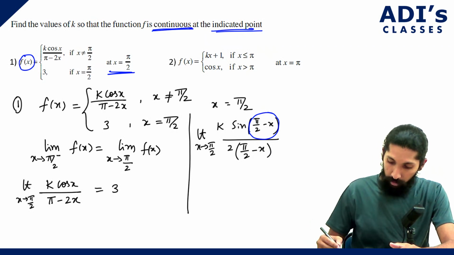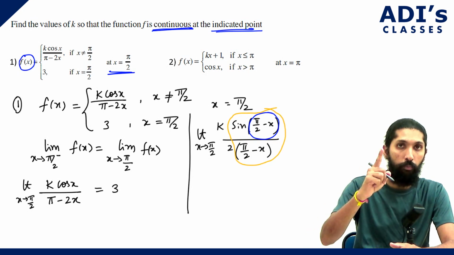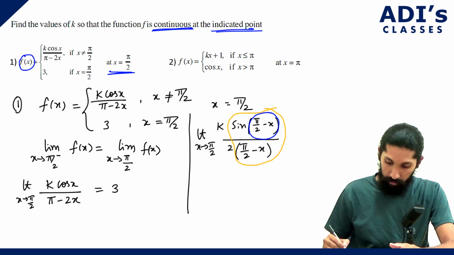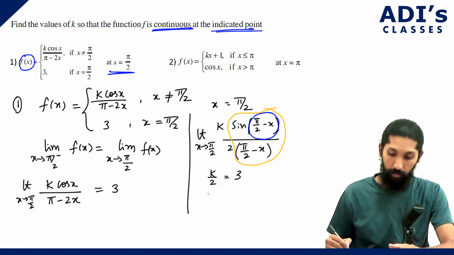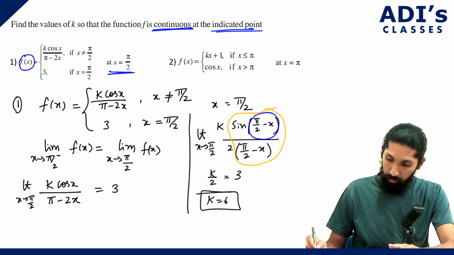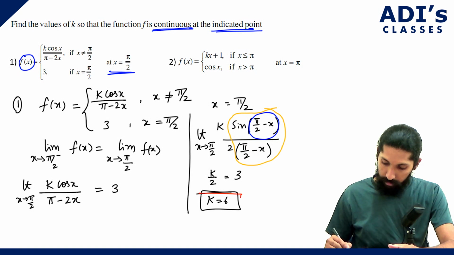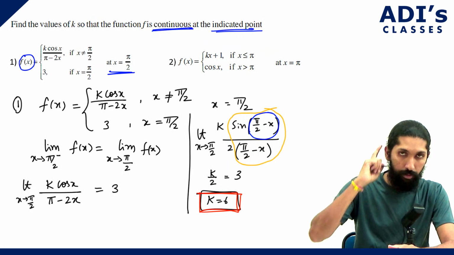So what do we have now? See, this entire value is going to become 1. Isn't it? So you get k by 2 is equal to 3. So k is equal to 6. So the answer what you have is k is equal to 6. This is the answer for the first question.